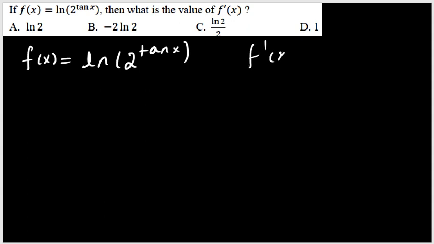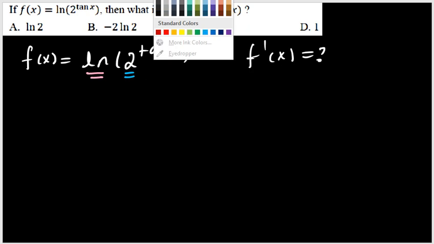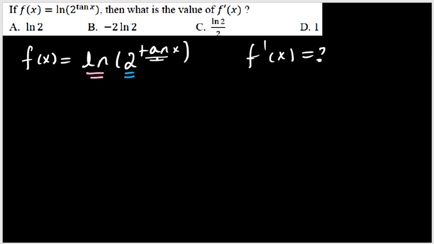The second question: we have a function f of x which is ln of 2 to the power of tan x. Then what's asked? The derivative of this function at 0. In this function there are 3 functions composed of each other. The outer one is ln, the next one is exponential, 2 to the power of something, and the third function is trigonometric, tan. So we have to apply the chain rule and derive step by step.